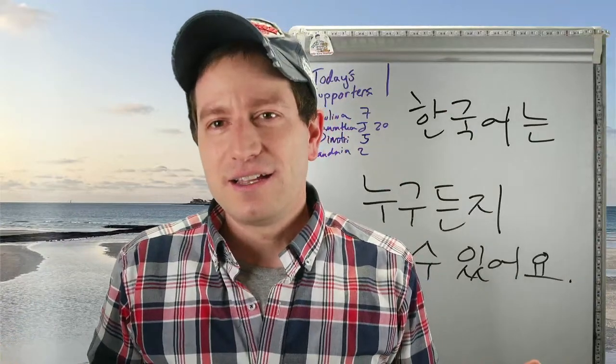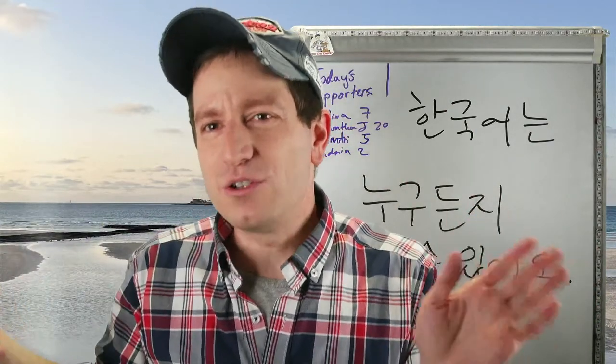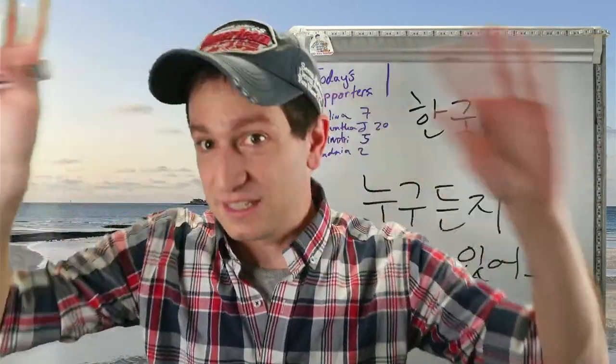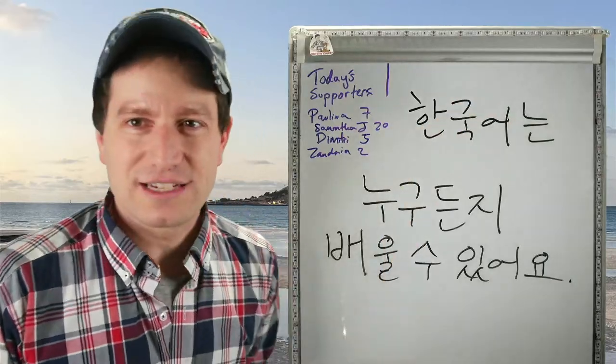Then you can say, 누구든지 한국어를 배울 수 있어요. 누구든지 한국어 배울 수 있죠. You can say it like that if you're already in the context. But without context, it's better to set up some sort of context first.